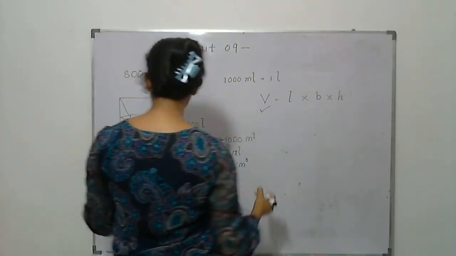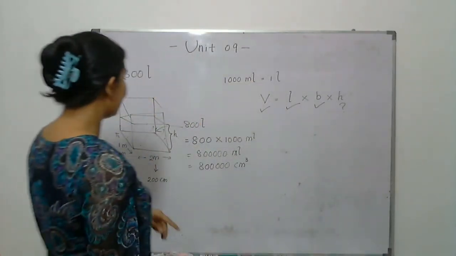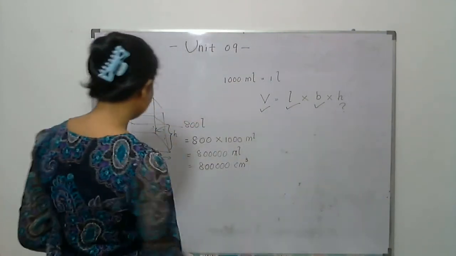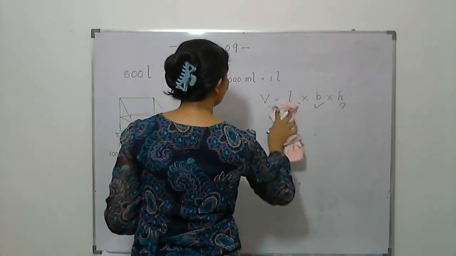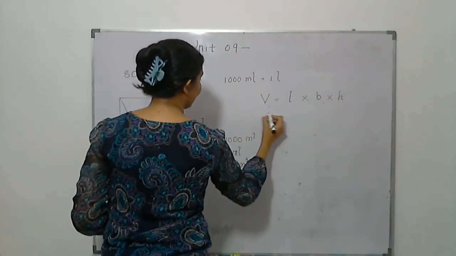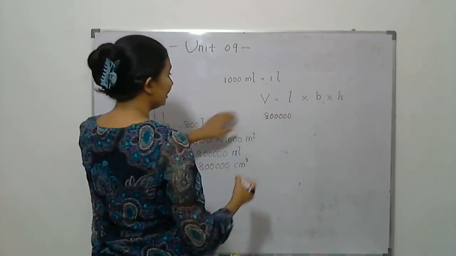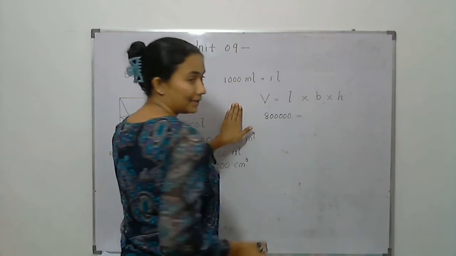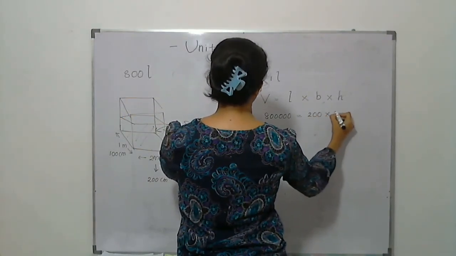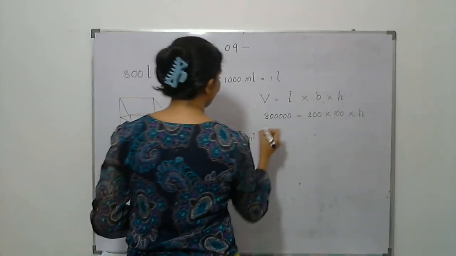We know the volume. We know the length. We know the breadth. What we don't know is the height. So instead of height, you can use an algebraic term. Then we are going to solve this formula. Now instead of V, we can substitute 800,000. Because it is an equation, we don't mention the units. Here, length is 200, breadth 100, we don't know the height. Now let's simplify.